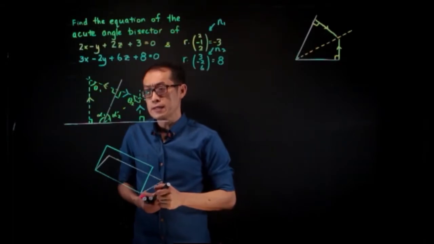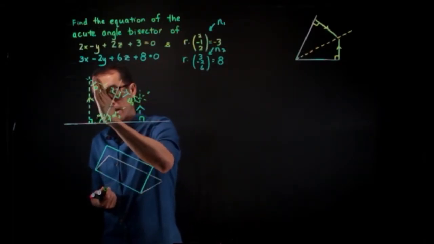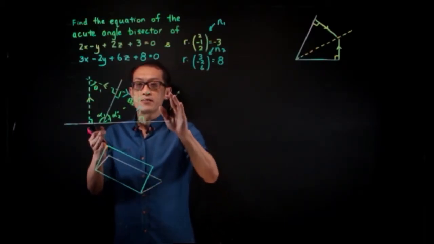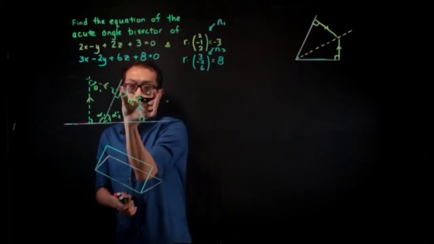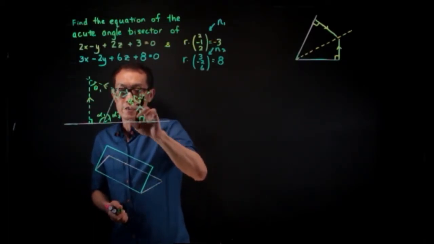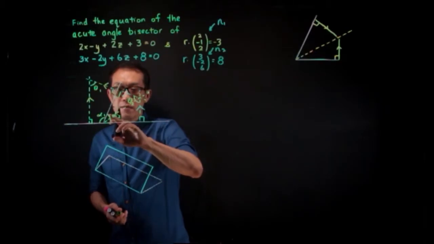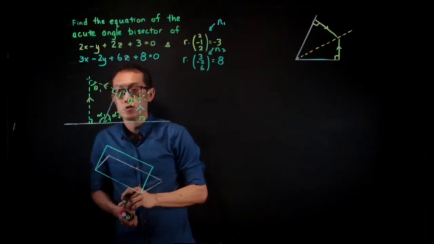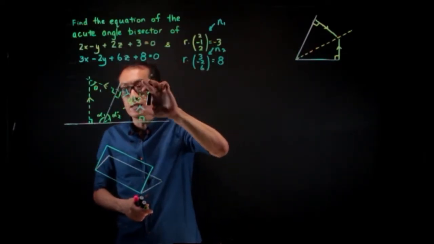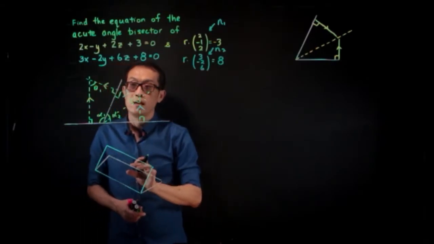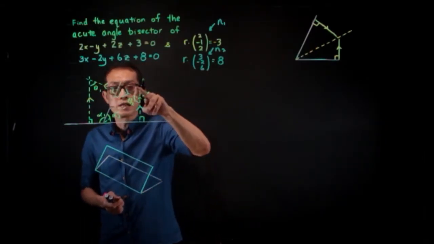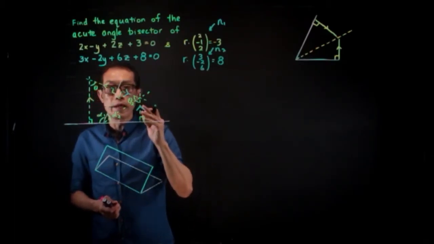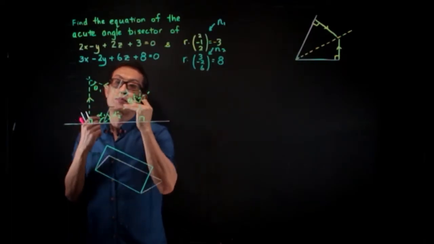So there are two angle bisectors. One is an acute and the other one is an obtuse angle bisector. So let's find the normal such that the angle between the two planes is acute. So there are two scenarios. It can be this case or this case. Now how are we going to find whether the angle between the two planes is acute or obtuse?